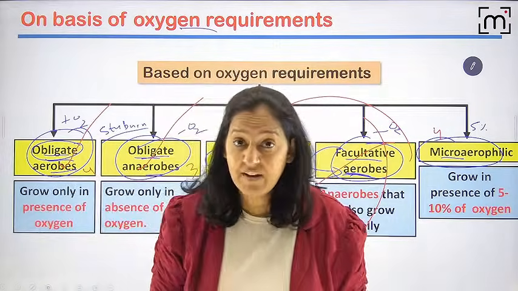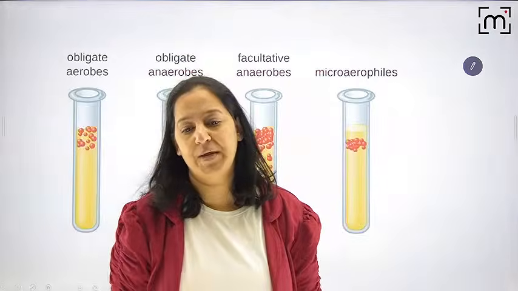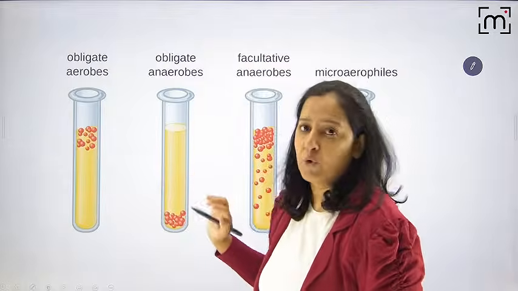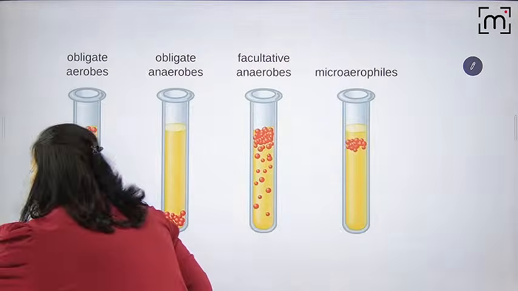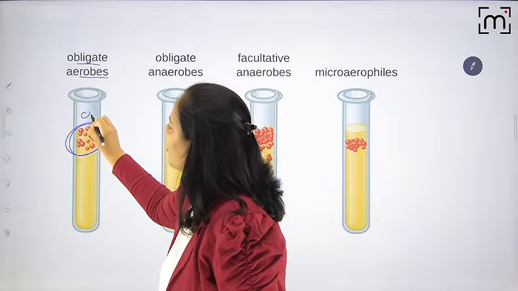What will the examiner ask? Obligate aerobe, obligate anaerobe, microaerophilic. So the 3 lists are in front of you. This is thioglycolate broth, in which we can differentiate the bacteria. Can you see here? The bacteria is growing at the top. So they are obligate aerobe because maximum oxygen is at the top.